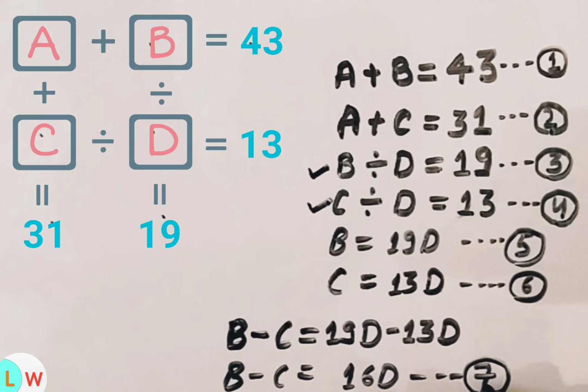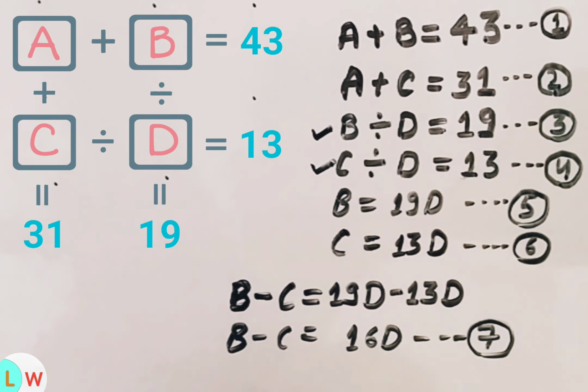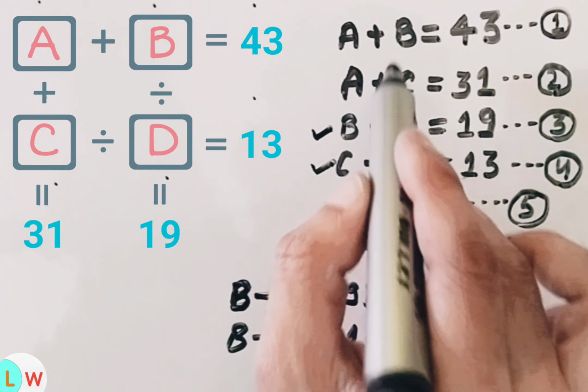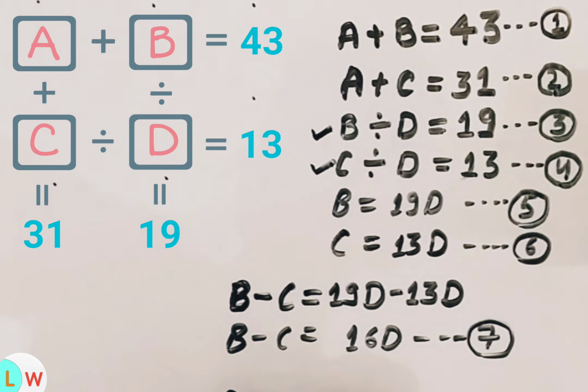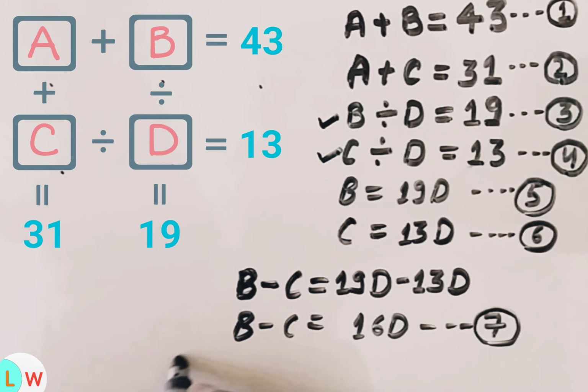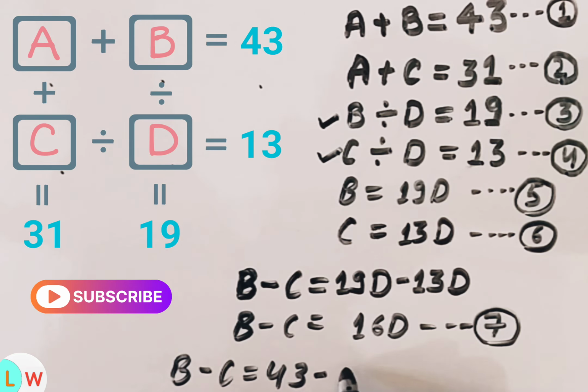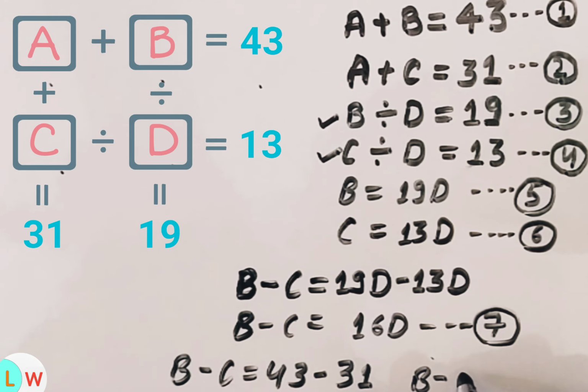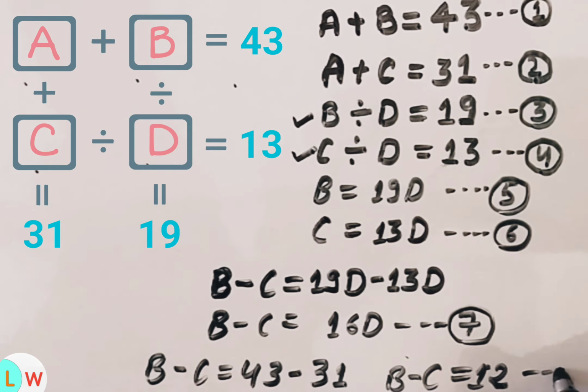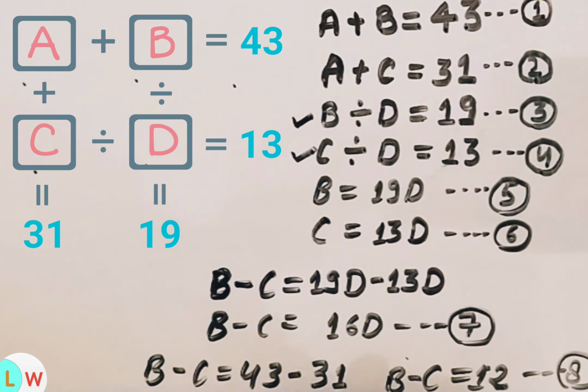And now we are going to subtract equation 2 from equation 1. Here is equation 2 and here is equation 1. We are going to subtract this one, so I am gonna change the sign. This cancels out. We got b minus c equals 43 minus 31. It's going to give us 12. So I can write this one as simply b minus c equals 12, and I am going to call this equation number 8.